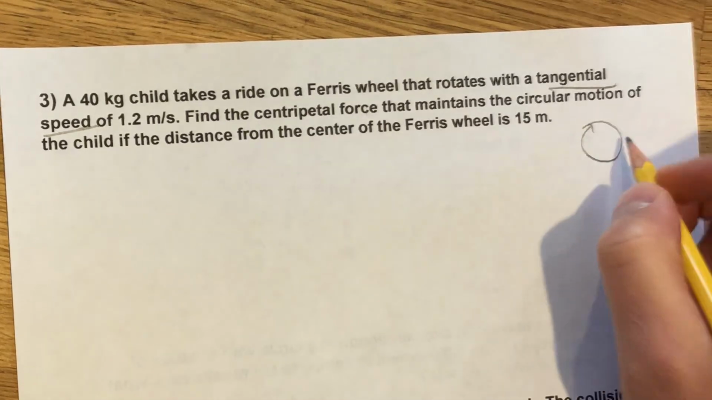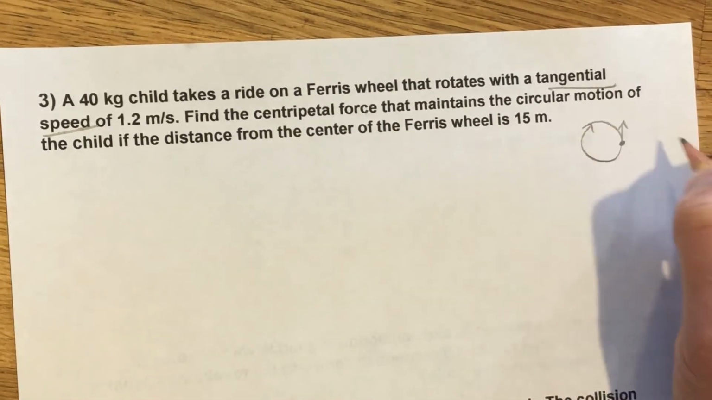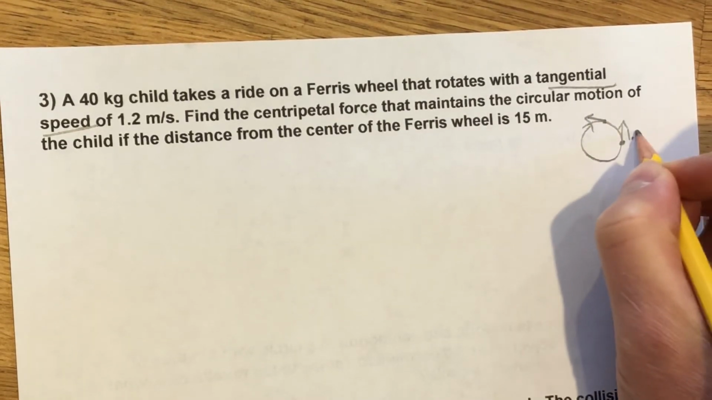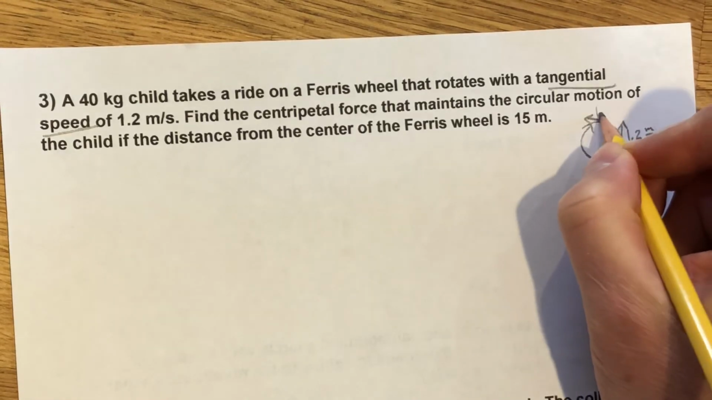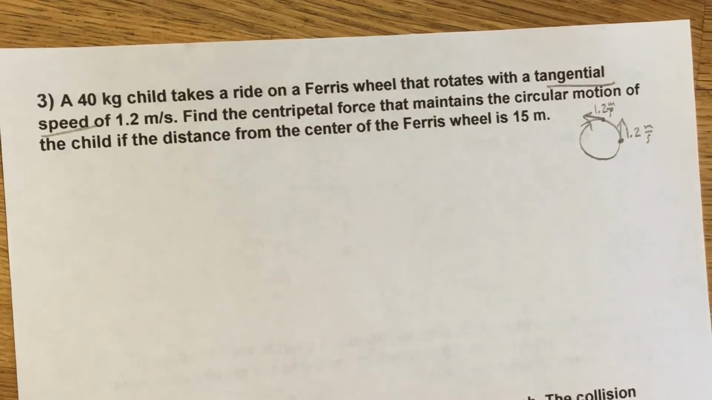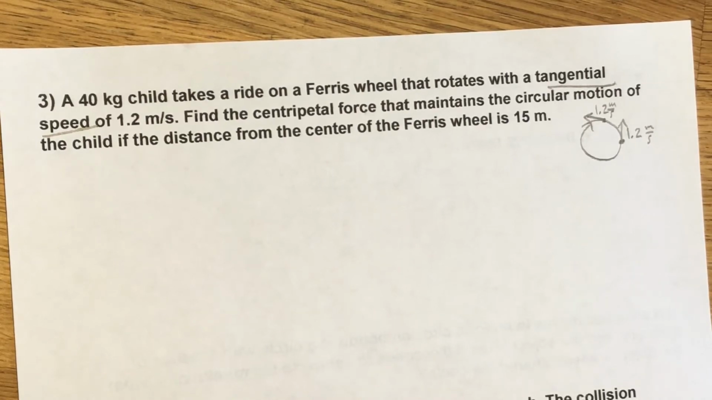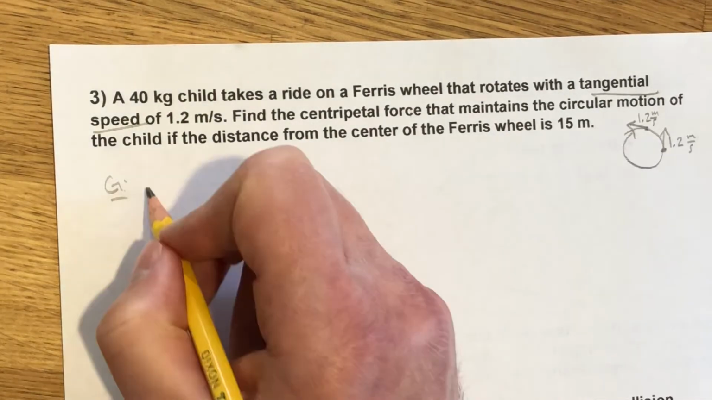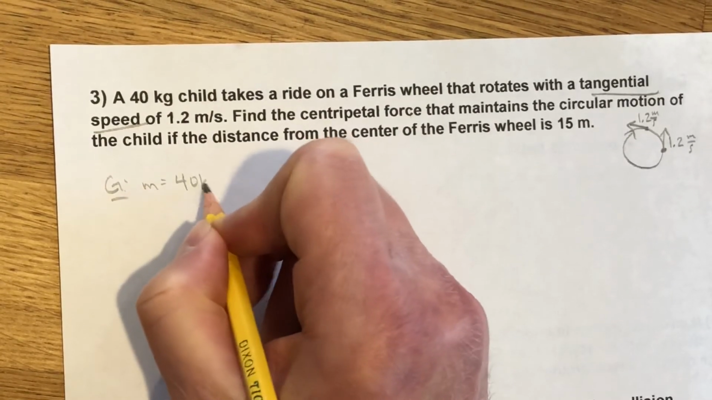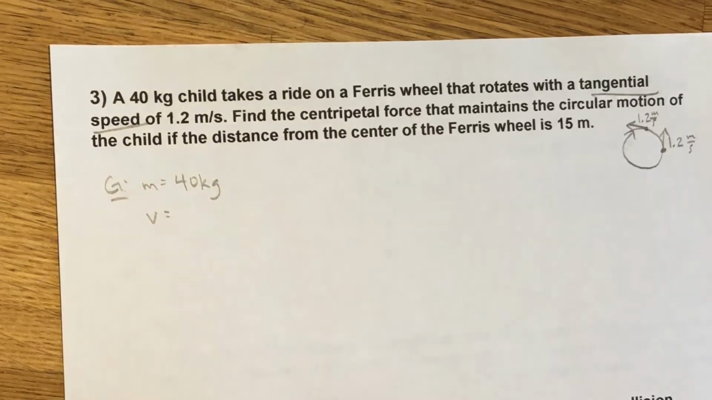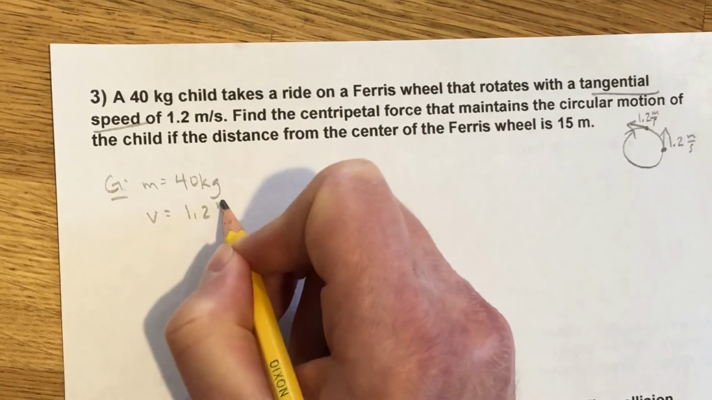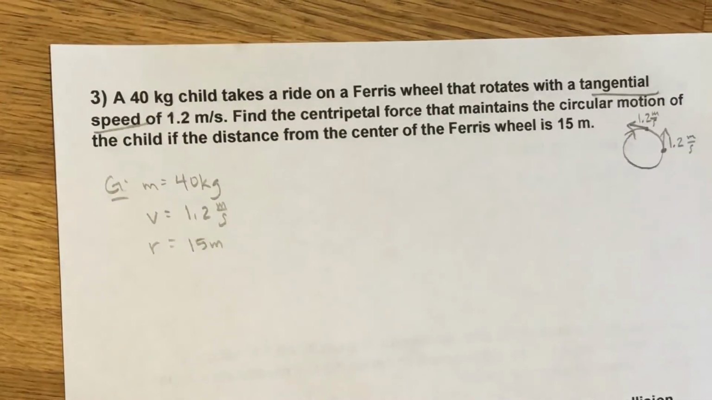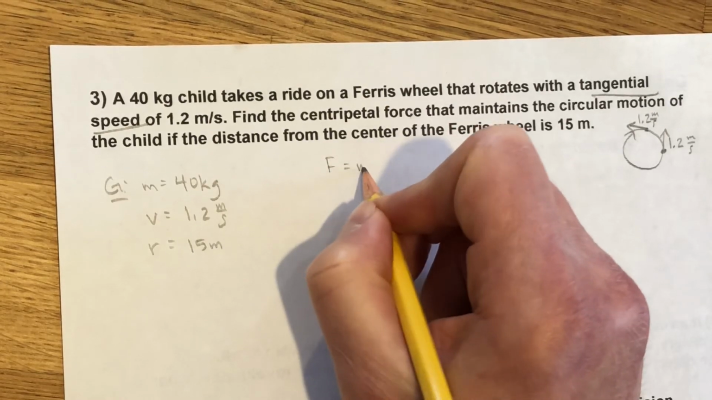So at any given time, as this kid's going around, you could identify their speed as being tangential to the circle at that moment. So that's really all that is. So it seems like it's some extra thing, but it's not. So again, problem-solving technique, identify what you're given. We know that the mass of this kid is 40 kilograms. We know that their speed around the circle is 1.2 meters per second, and that the radius of their circular path is 15 meters.